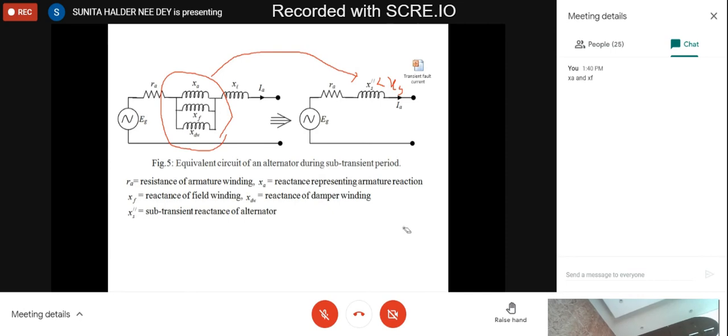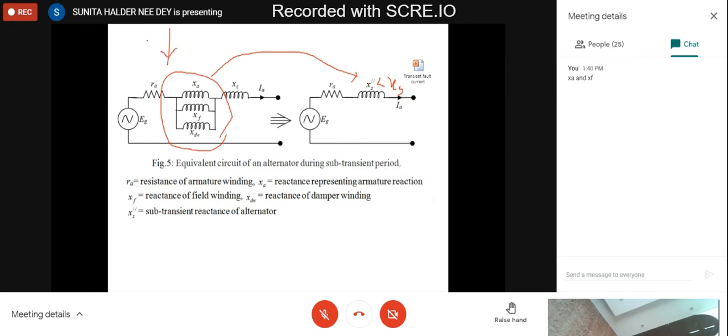Ma'am, I think you are asking about the reactance of the field winding and the armature reaction reactance. XA and XF, the reactance of the field winding. Are these two having similar values? Are they in the same range? No, XF here you can represent, say there are 3 fluxes.